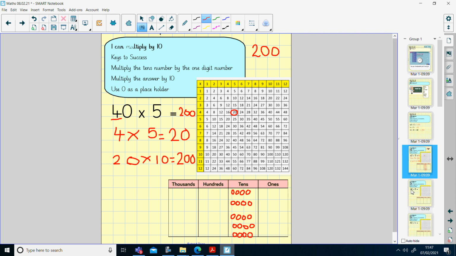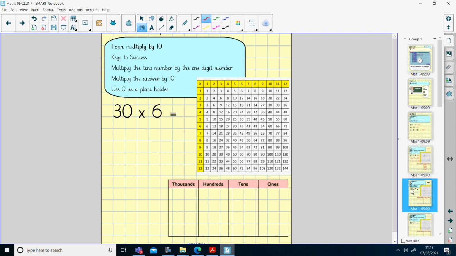Let's have a look at another one. So this time we're multiplying 30 by 6, so I can draw 30 6 times. So this is a way that some of you might do this using pictures today, and that is absolutely fine if you need to do that. So I've drawn 30 6 times, and I can now count how many I've got all together.